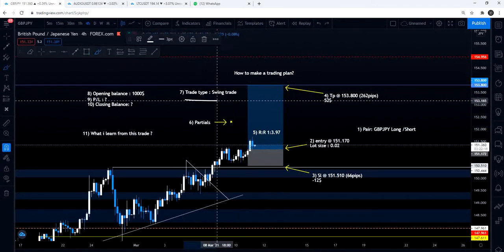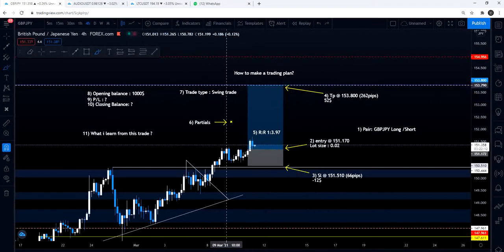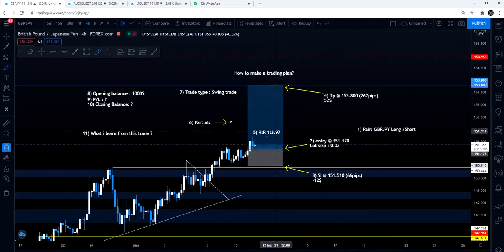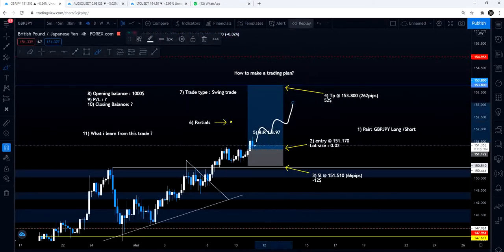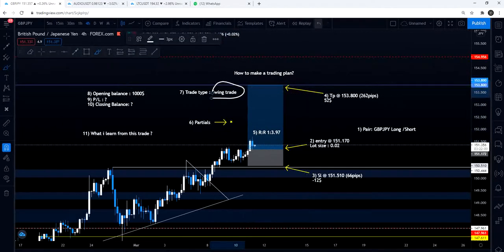After that, I have to mention the type of trade. That means whether I am doing this as an intraday trade or a swing trade. As per my trading plan, I am going to hold this trade for more than one day. That's why I have mentioned this as a swing trade.